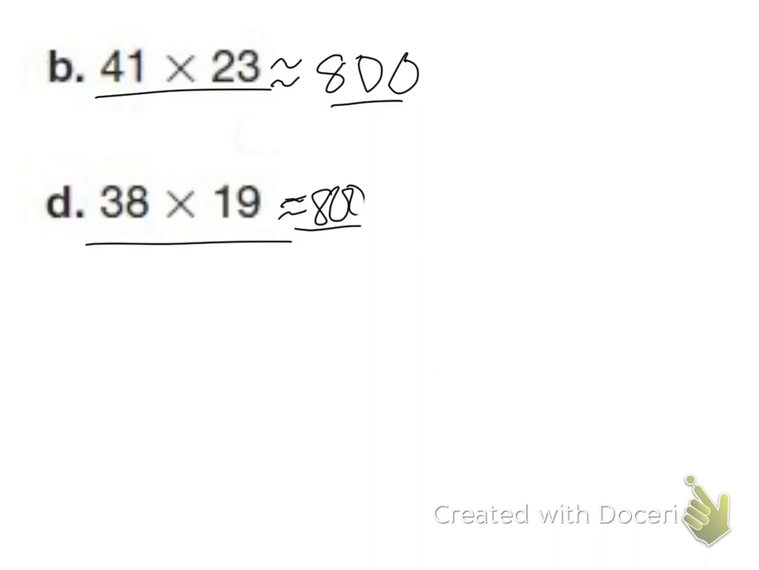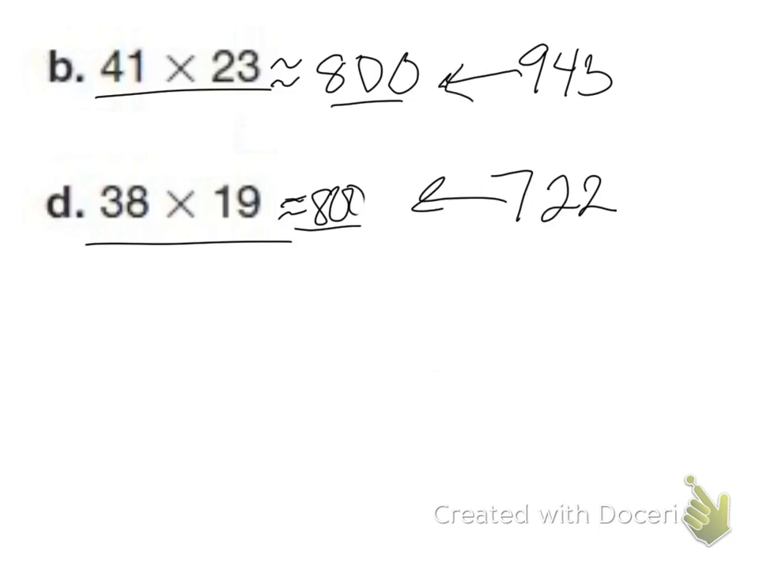The actual answer, because 41 times 23 equals 943. And 38 times 19 is equal to 722. So both of these numbers are about 800, but they're not exact. And that's it for today's lesson.